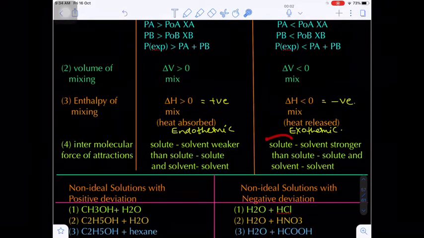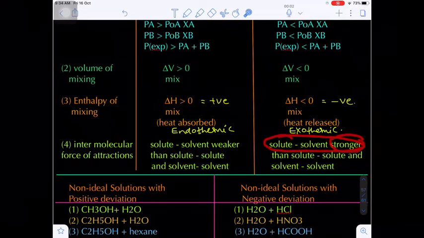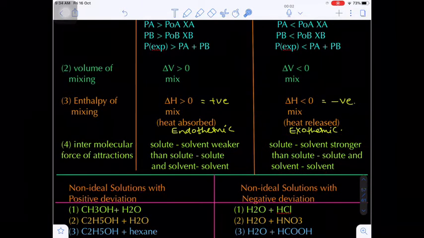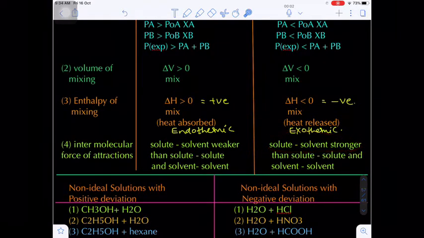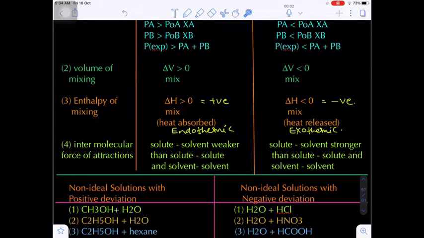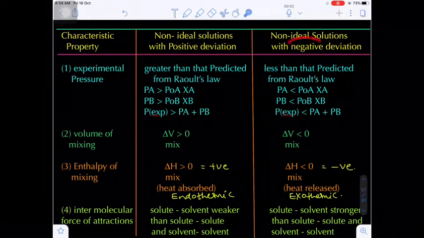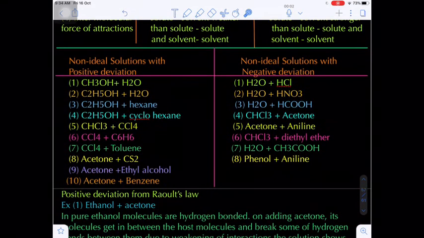And next, one more important point here. In the negative deviation, the intermolecular force of attraction between solute and solvent is stronger as compared to solute-solute as well as solvent-solvent in their pure state. Due to strong intermolecular force of attraction between solute and solvent, the molecules have less tendency to escape into the space. When the molecules have less tendency to escape into the space, the vapor pressure decreases. That's why it is called negative deviation. Are you getting my point?